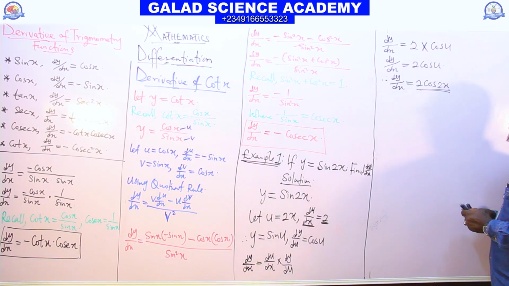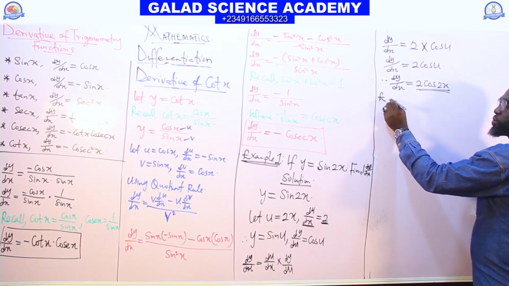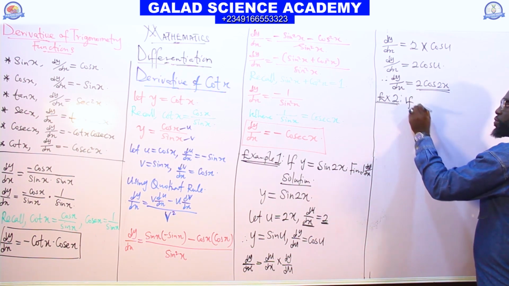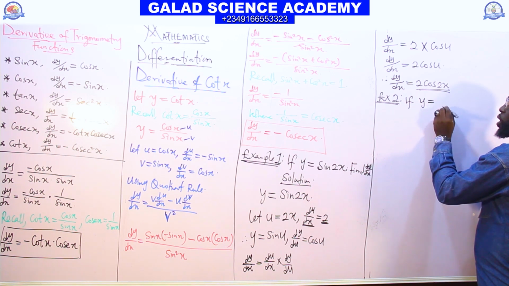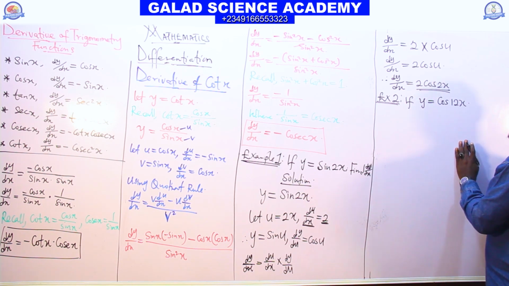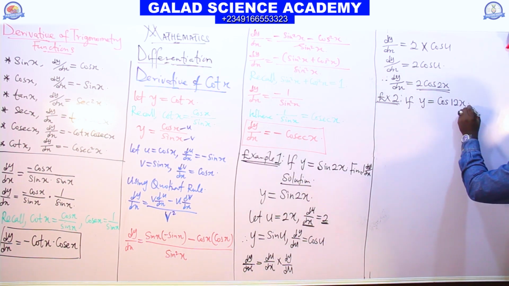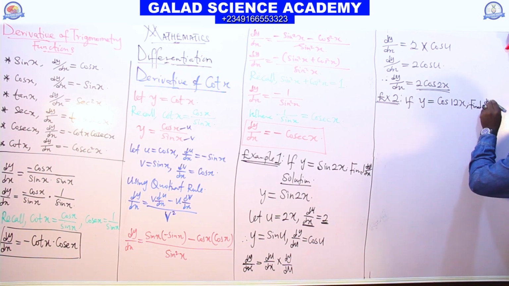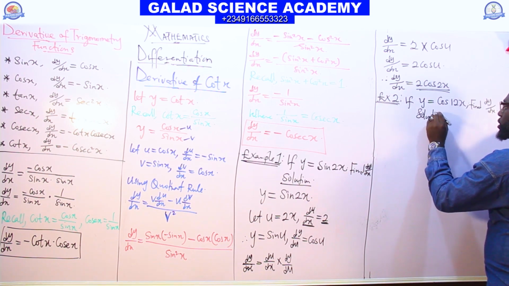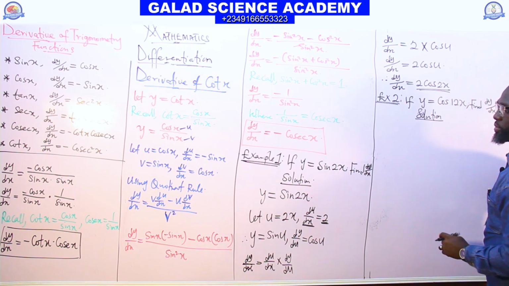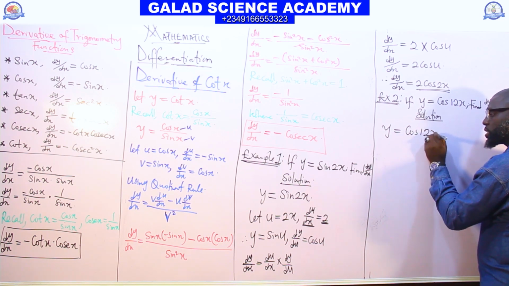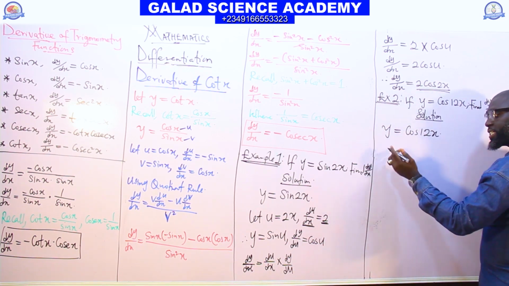Then let's look at example 2. If y is equal to cos 12x, then find dy/dx. Solution: our y is cos 12x. The same procedure.